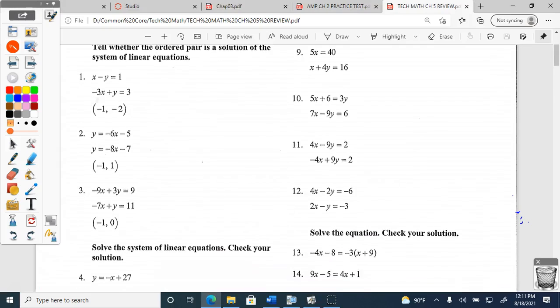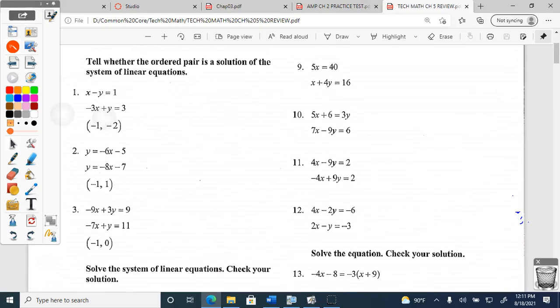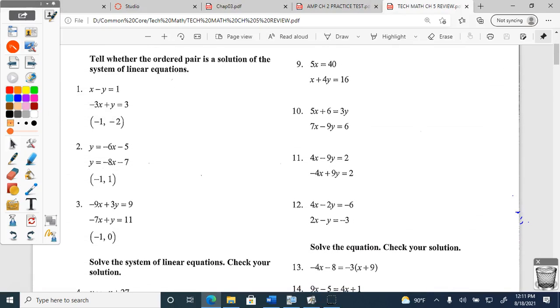Number 1, 2, and 3. These all follow those directions. Tell whether the ordered pair is a solution of the system or not. So all we have to do is do what with our ordered pair? Plug it in, okay? So this is X, this is Y, we just plug them in.